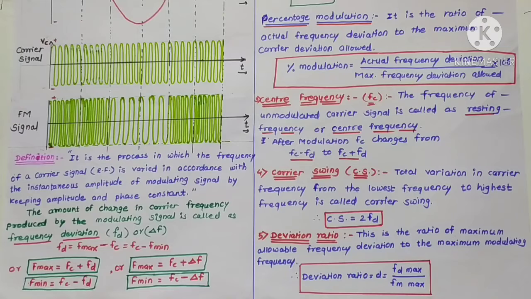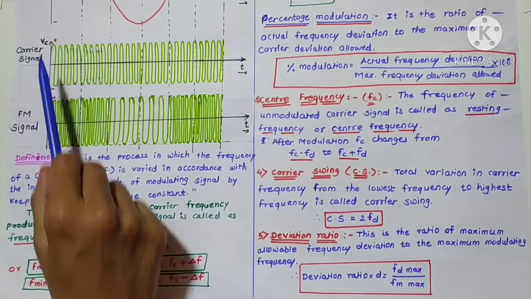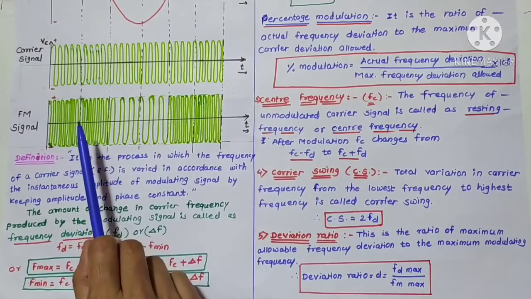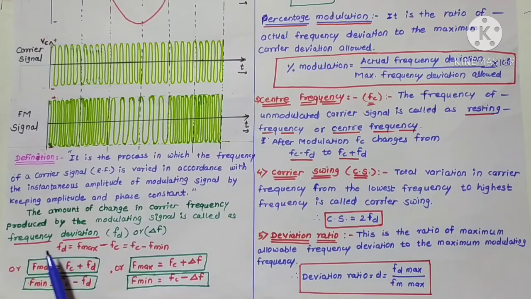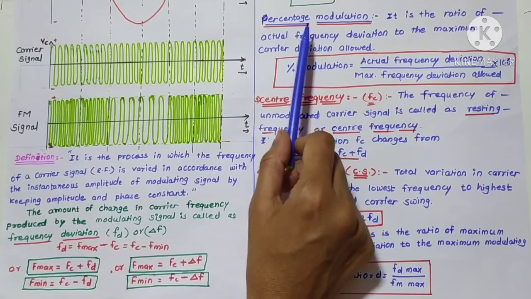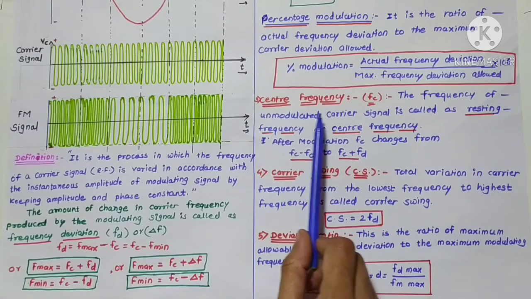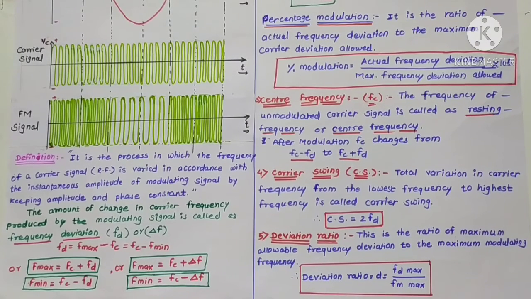Okay, students, so in this way these are the different terms related to frequency modulation, and frequency modulation is nothing but the change in the carrier frequency in accordance with the instantaneous amplitude of the modulating signal by keeping phase and amplitude constant. The first term is frequency deviation, then modulation index, then percentage of modulation, then center frequency, carrier swing, and deviation ratio. These are the different terms related to frequency modulation.